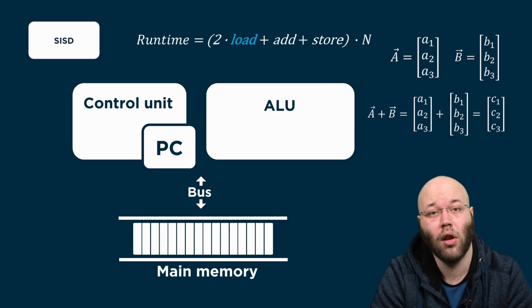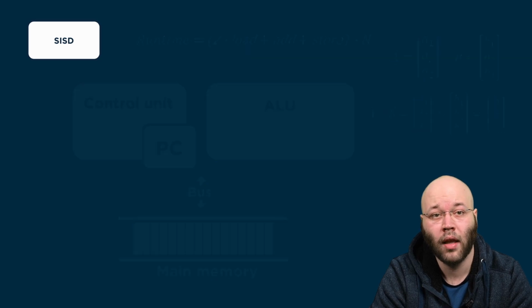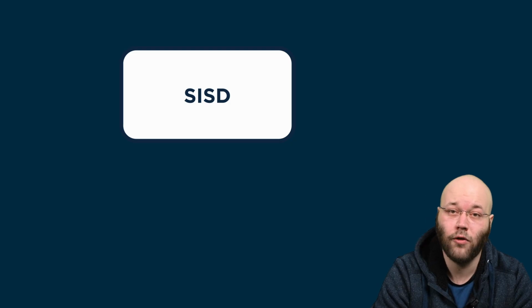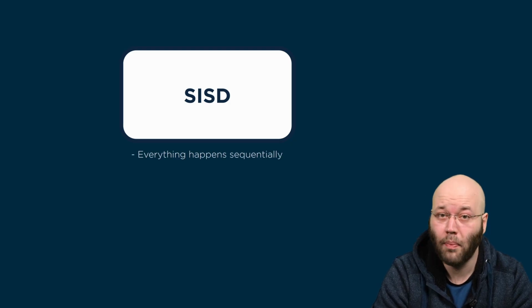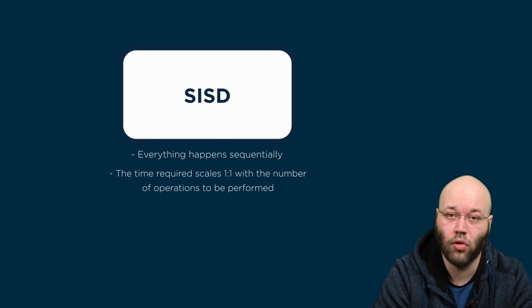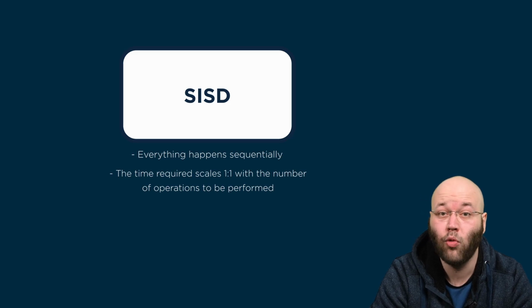Now, usually, load, add, and store require multiple clock cycles depending both on hardware and context, such as data placement. The key characteristic of this architecture is that everything happens sequentially. There is no parallelism involved at the hardware level, and the time required scales 1-to-1 with the number of operations to be performed. While this may be acceptable for small-scale problems, it quickly becomes insufficient for large datasets.